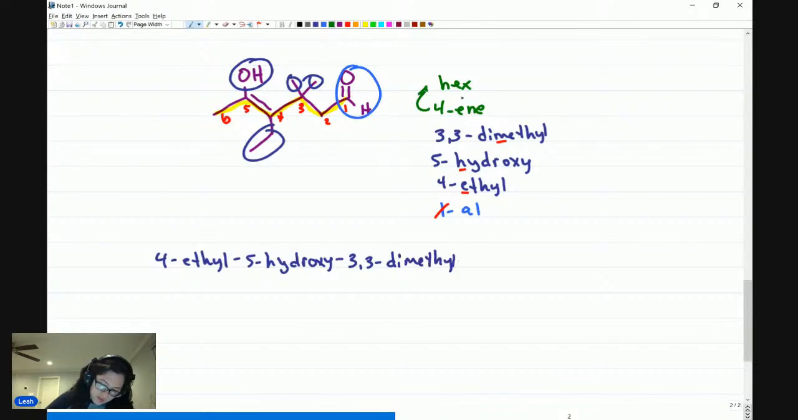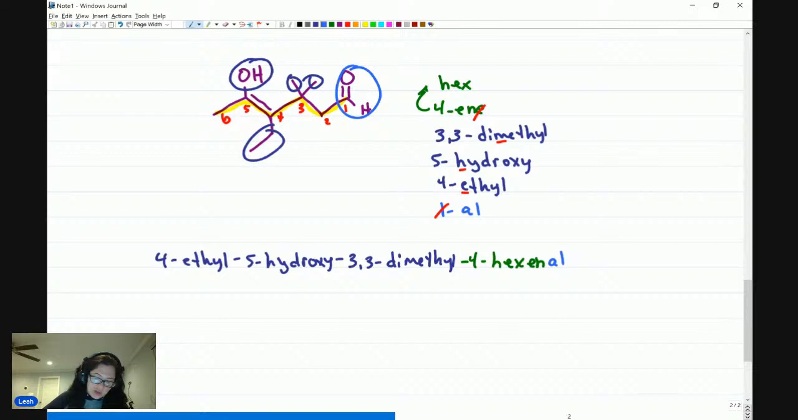You can drag that 4 out or leave it where it is. I'm going to call it 4-hexene. Drop that E because al is a vowel. So that actually comes off. And then al for the aldehyde. 4-ethyl 5-hydroxy 3,3-dimethyl 4-hexenal. Don't forget the ene.